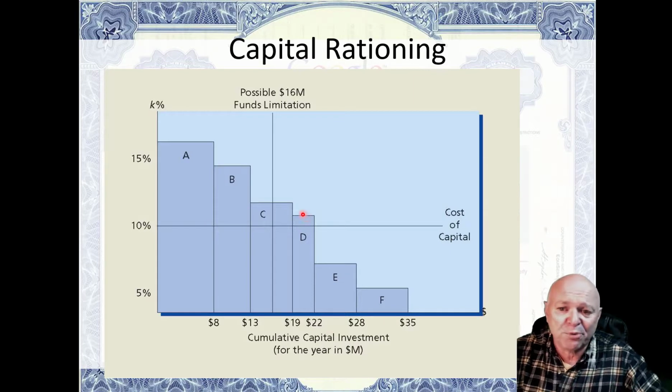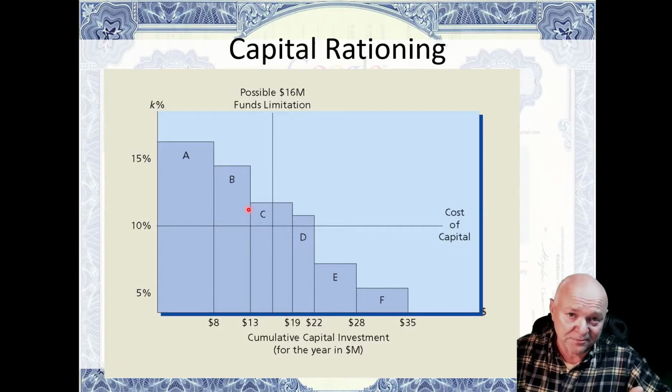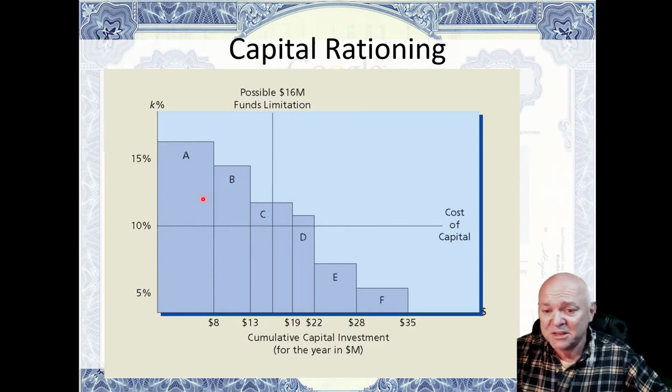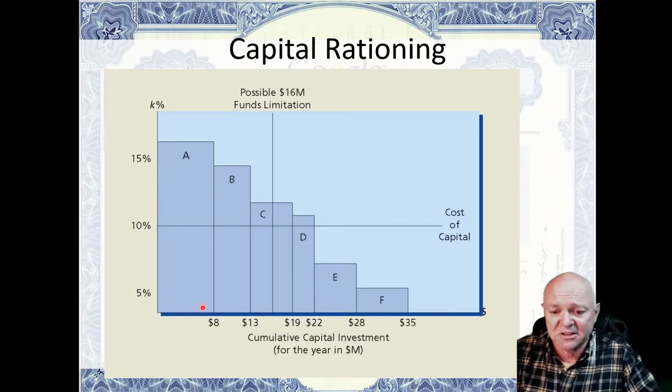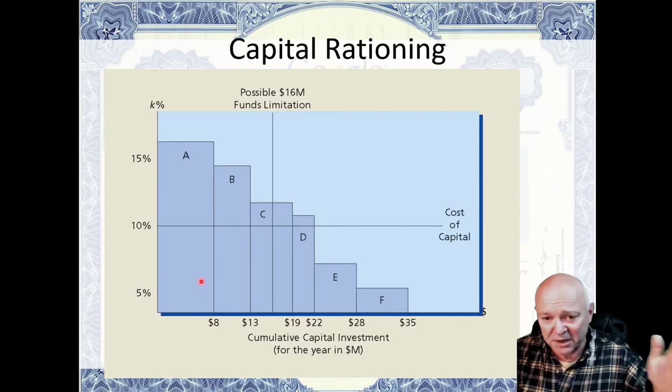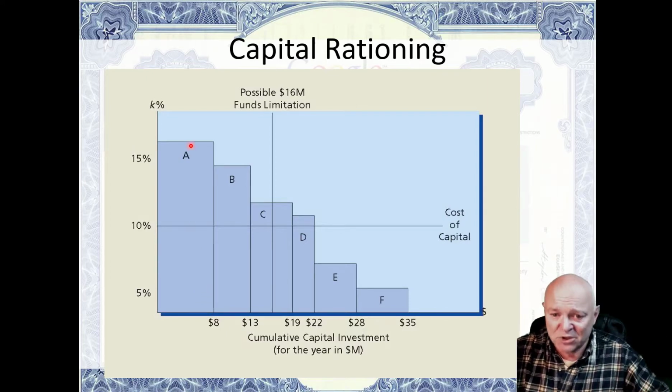So they're all good projects. However, the company says we're not going to invest more than $16 million in projects. And that means project A looks like a brilliant one. It's going to cost us $8 million, and this is the dollar value across the bottom axis. That's expensive. It's going to use up half of our budget, but it's giving us more than a 16% rate of return. So that's definitely going to be one that we're going to go ahead with.